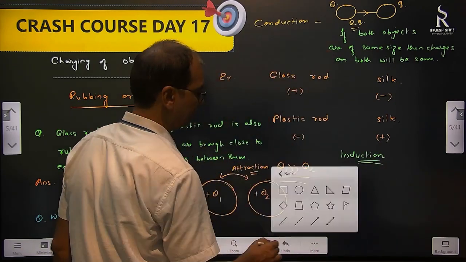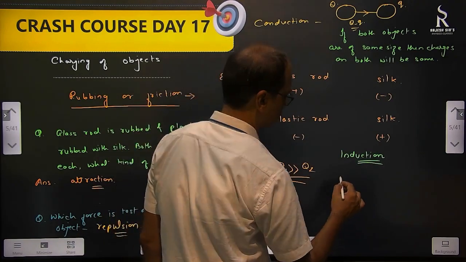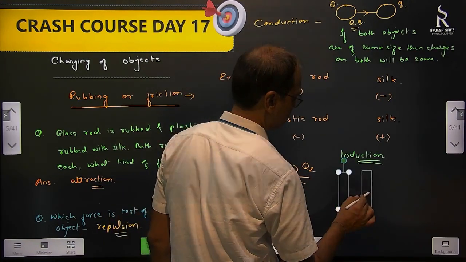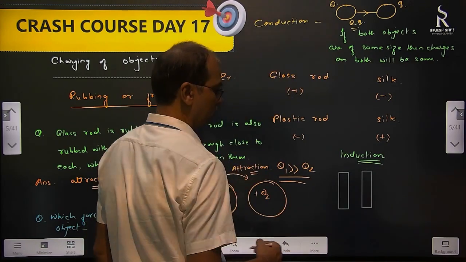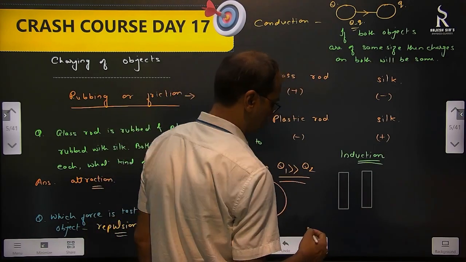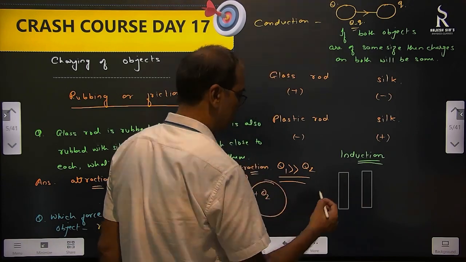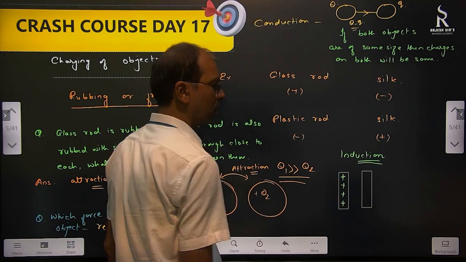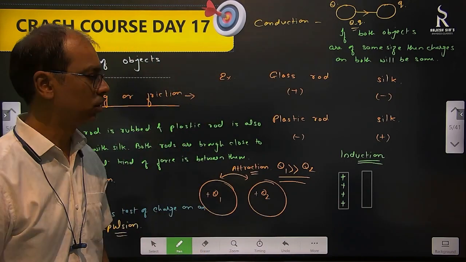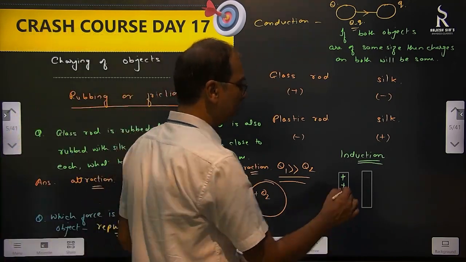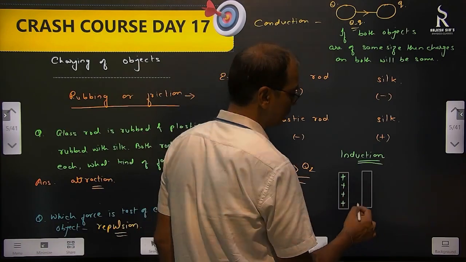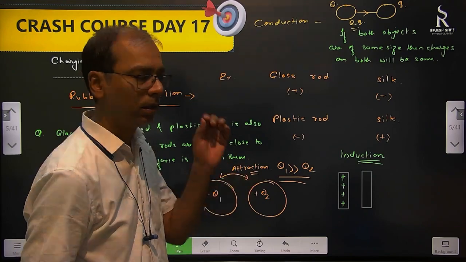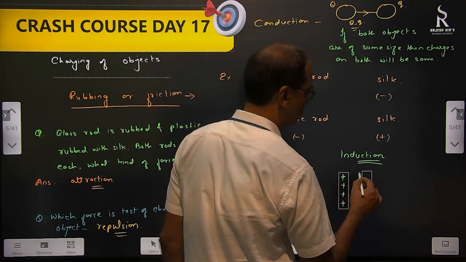Induction, what happens? In induction, we don't touch the two objects. One object is this, another object is this. Okay, this is neutral, this is having some charge. So let's assume this is having positive charge. Positive charge means it's having deficiency of electrons. So when it is going to be closer to this neutral one, a neutral one is having enough electrons. There is no deficiency. So electrons it is going to attract, electrons will come over here.